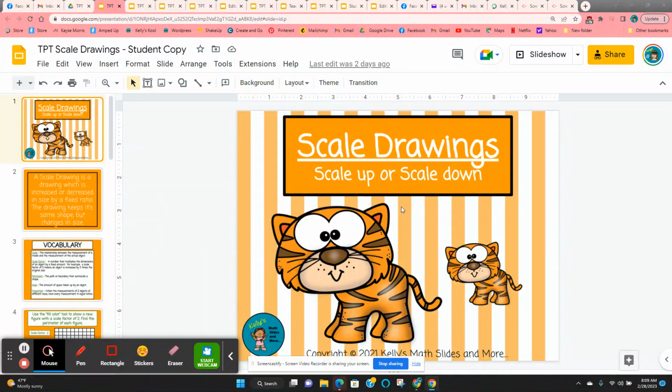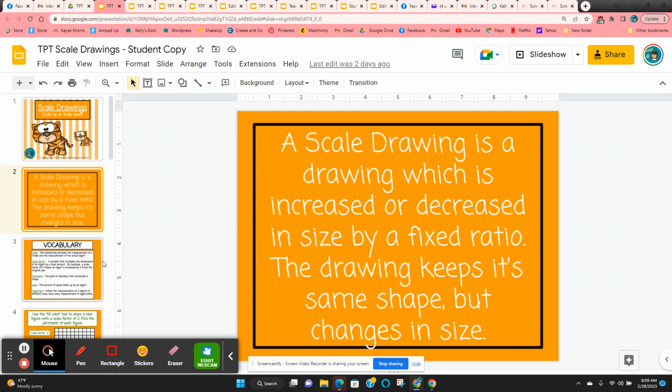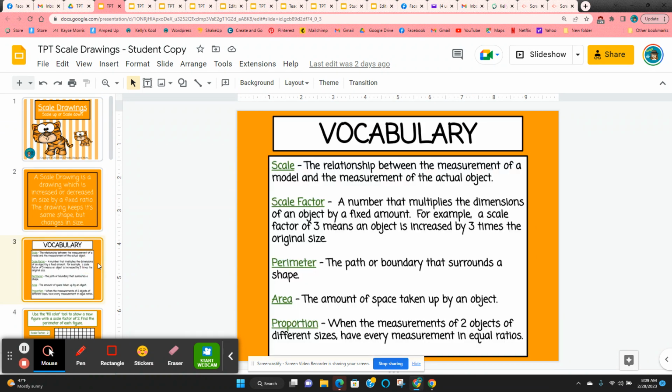Scale drawings. This is a digital lesson that teaches students how to increase or decrease the size of drawings. They're going to be using the fill color feature of Google Slides, so it's a lot of fun for the students. It starts with a definition of what a scale drawing is, and then it introduces vocabulary. They're going to need to know this vocabulary when they get toward the end of the lesson.